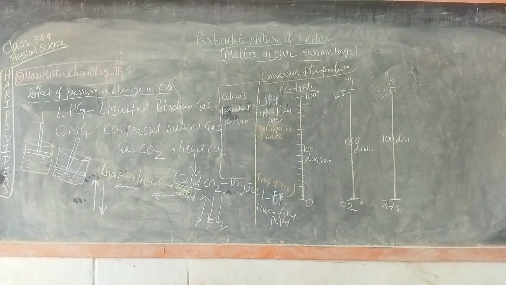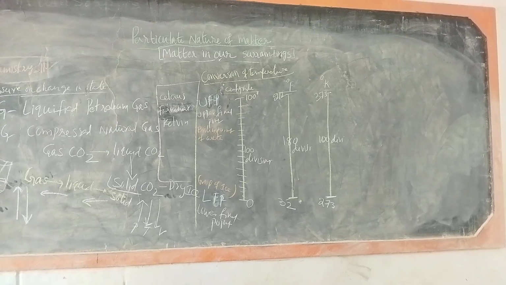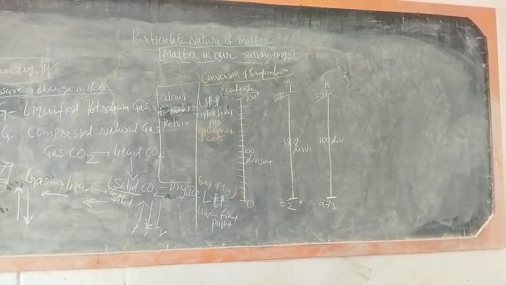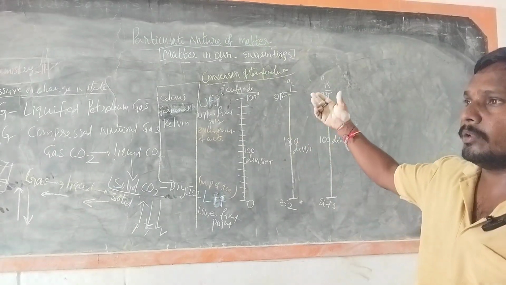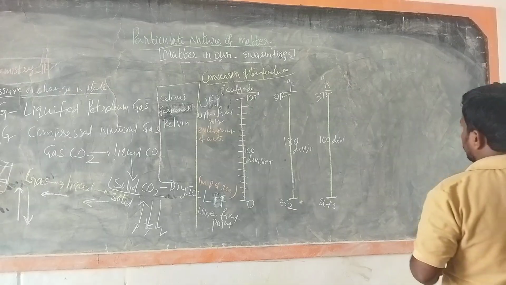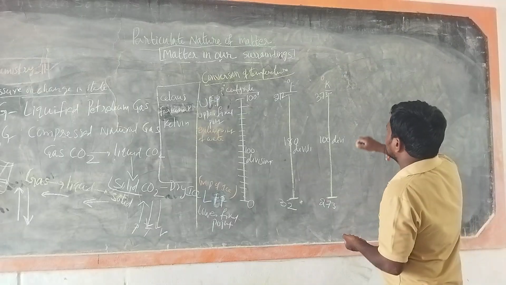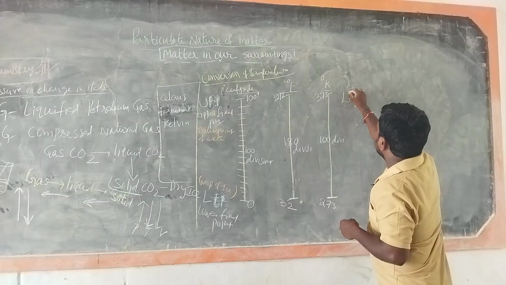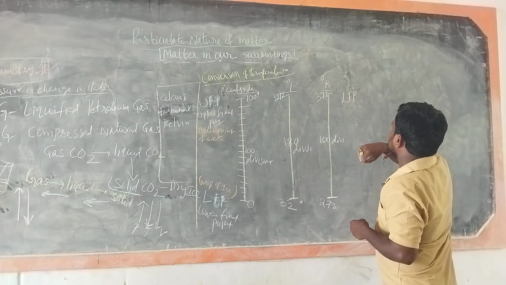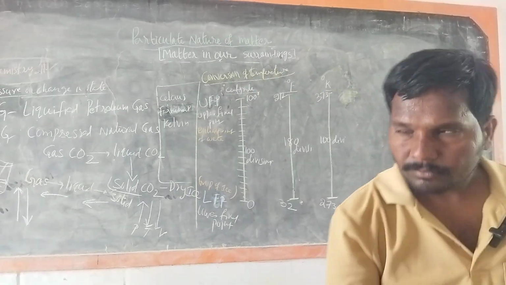Now let us know the relation between degree Celsius, Fahrenheit and Kelvin. Conversion of temperature: to convert the temperature from one unit to another, you need to know a formula, that is, the lower fixed point. Not the lower fixed point first.